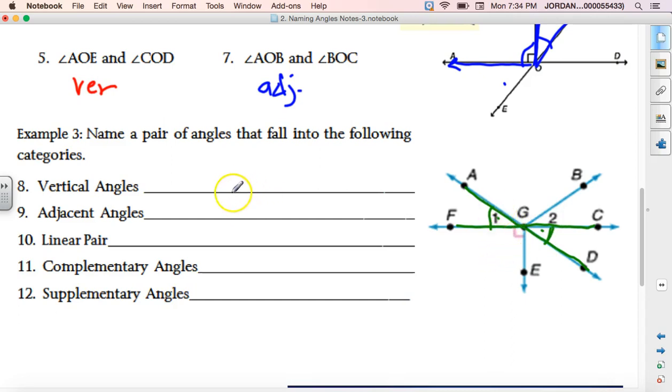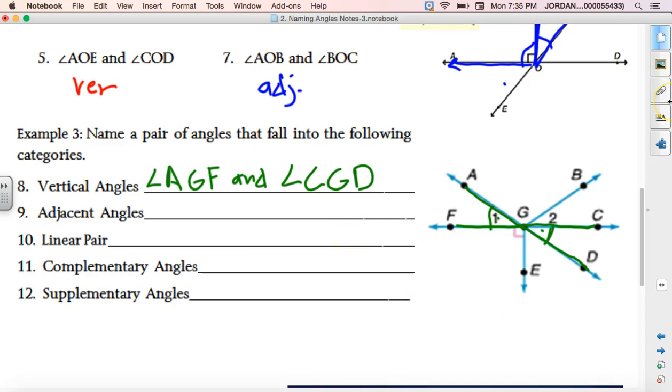So now I've got to write the name of them. How can I name this angle right here? Well, it goes from A to G to F. G is the vertex, so I got to put that letter in the middle. So I'm going to say angle AGF and angle, this angle, the G's got to be in the middle again. And I can use C or D first, it doesn't matter. So C, G, D. That would be an example of vertical angles.